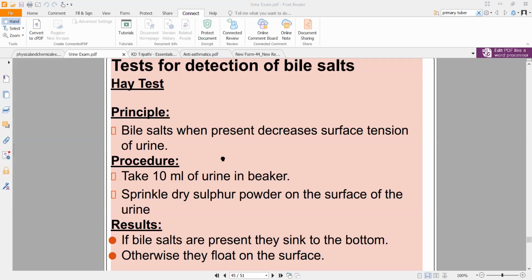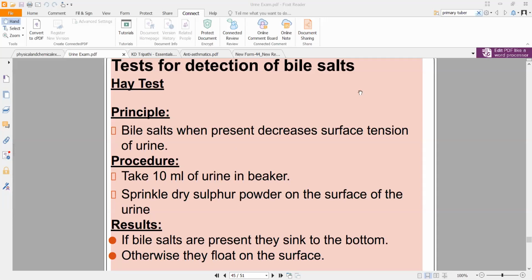Now, how you test in the Hay's test is, if bile salts are present, the normal surface tension of urine will be lower. Okay, as soon as bile salts come into the picture, the surface tension of urine will become lower. That is why your soaps, washing soap or bathing soap, any of that, will have detergents that decrease the surface tension of water, meaning it will be easier to wash things with water once you have soap. So that is why you use salts in soap. Here, bile salts in general will decrease the surface tension of urine.